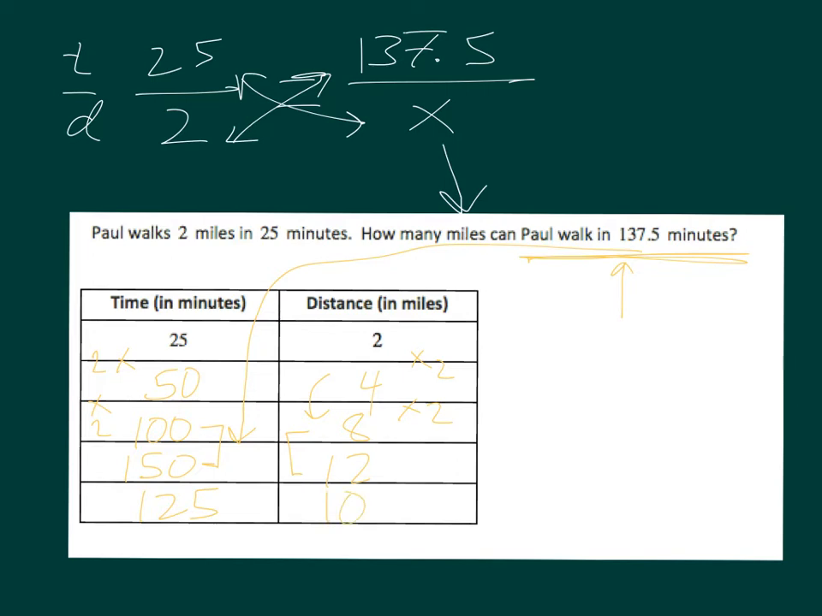So in 125 minutes, I would travel 10 miles if I'm using this table to just try to reason. But I'm still not quite at my answer. So with that being said, I kind of want to go back to my original method.